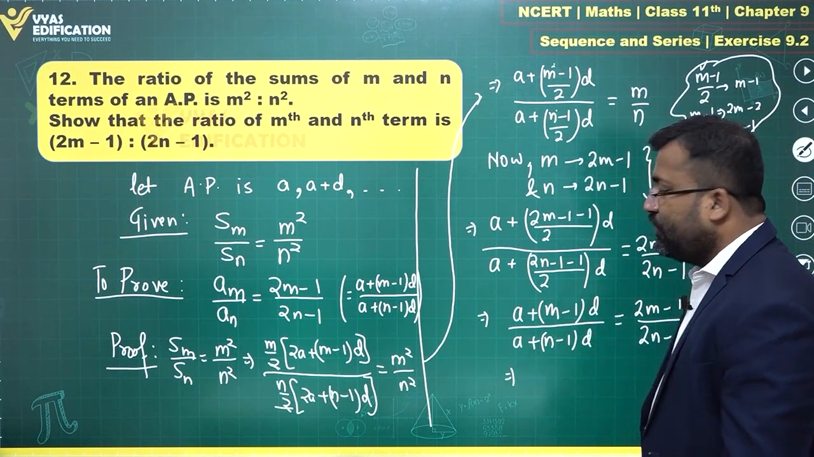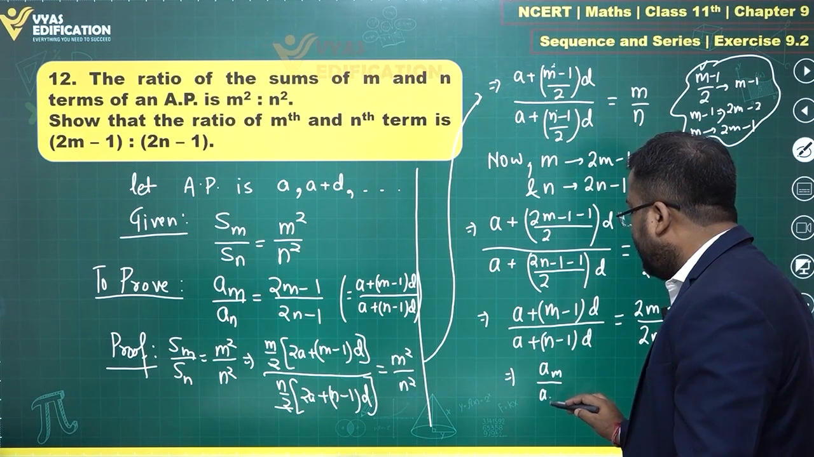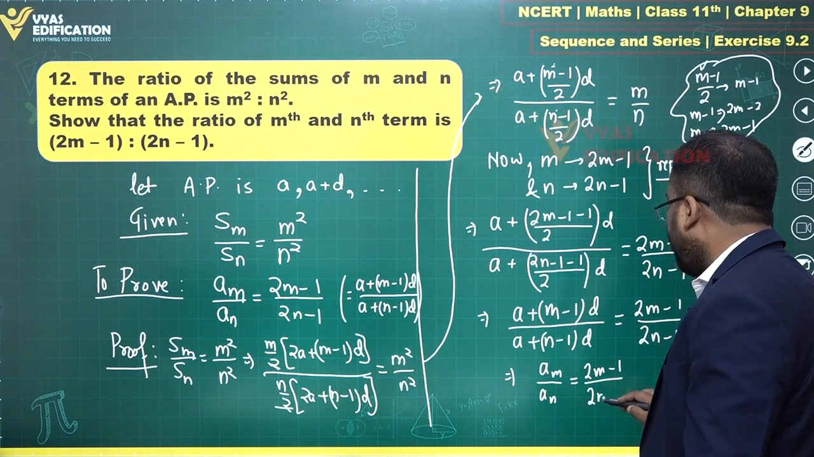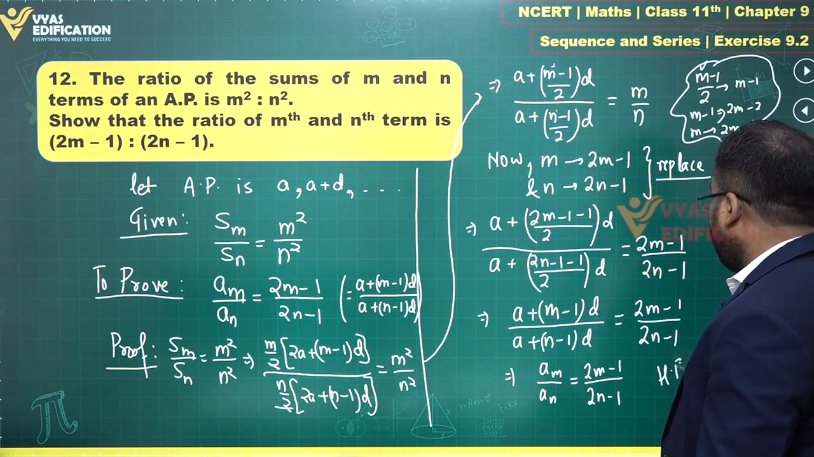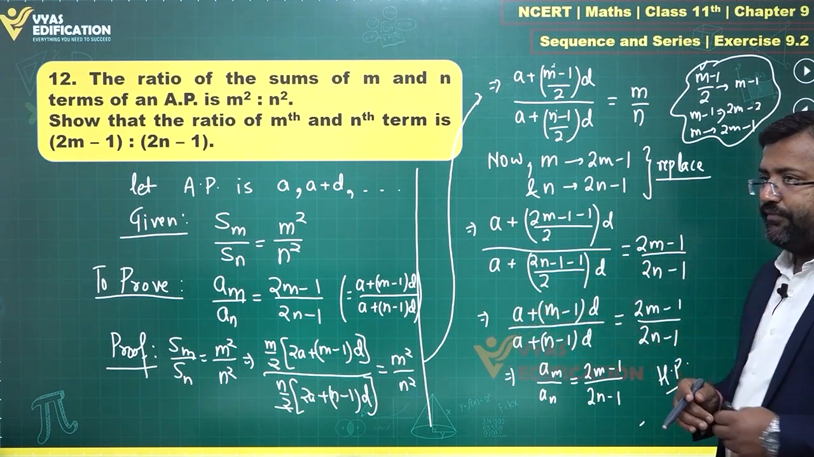What is this equal to? This is nothing but the mth term upon the nth term, which is equal to 2m minus 1 upon 2n minus 1. That's what we wanted to prove, and that's the complete proof of this one, right?